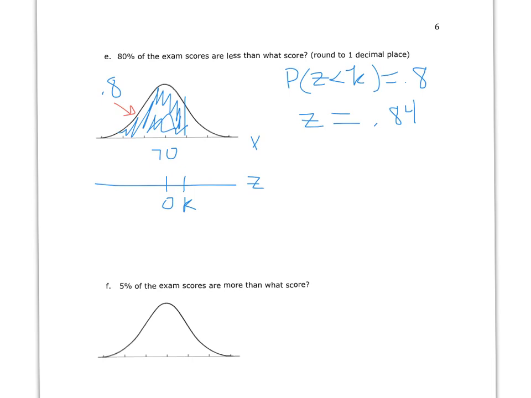We want to find the x value, so using our relationship between x and z, we know that z is 0.84. That's equal to, we're looking for this exam score x, subtract 70, divide by 6, and then solve for that x. So multiply both sides by 6, add 70. That gives us the exam score of 74.4. So we can say that 80% of the exam scores are less than 74.4.